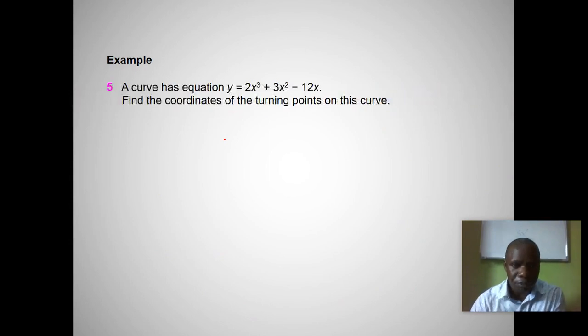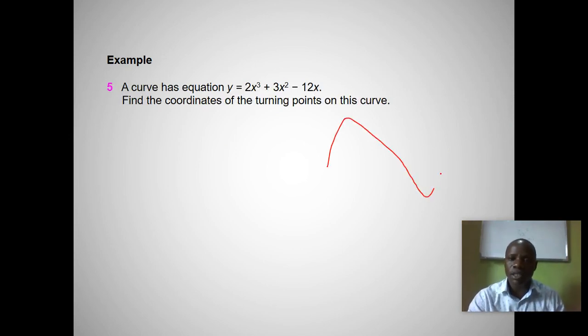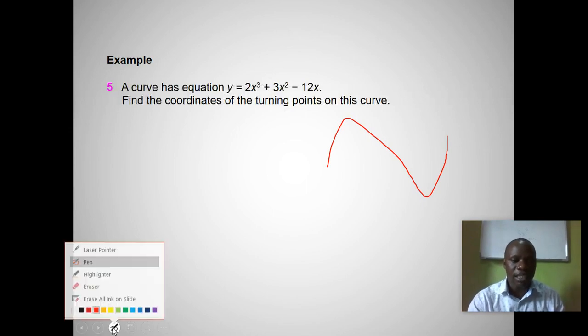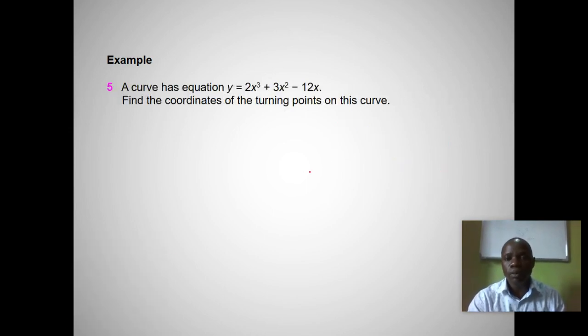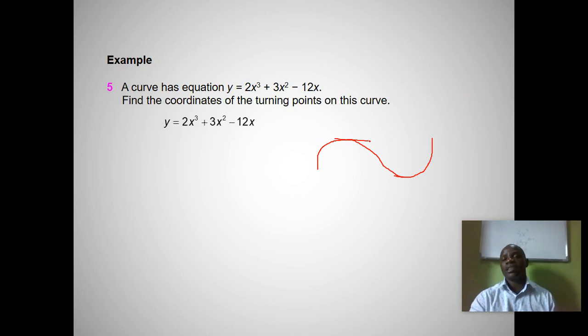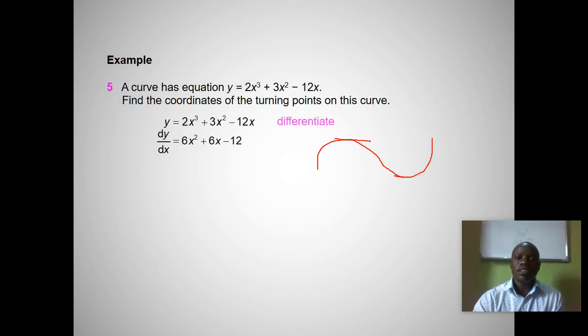So look at this. A curve has equation y is equal to 2x cubed plus 3x squared minus 12x. Find the coordinates of the turning points. This is a cubic function. It's likely to turn twice. It's likely to be this kind of a thing, and a nice drawing, but yeah, something like that. So it is likely to be a curve which comes down and then comes up. So it will have two turning points, two places where dy/dx is 0. So what do we do first? Differentiate.